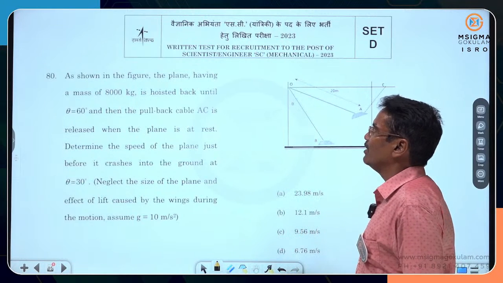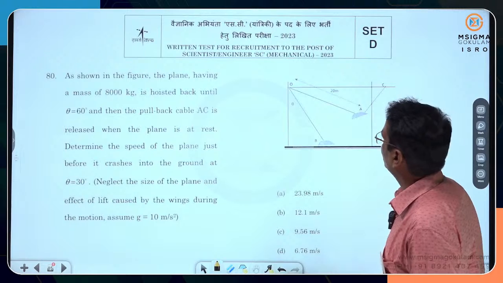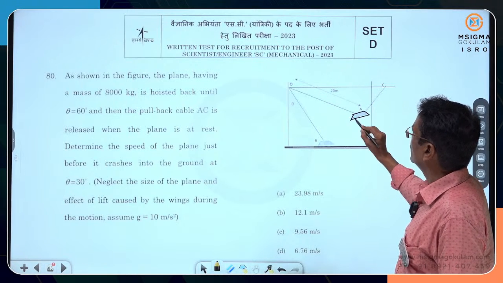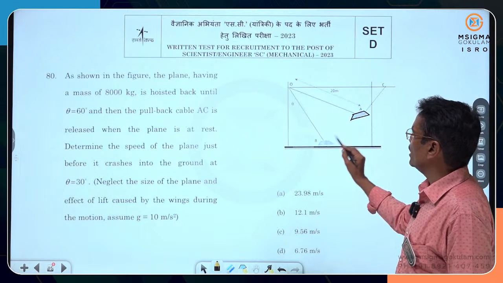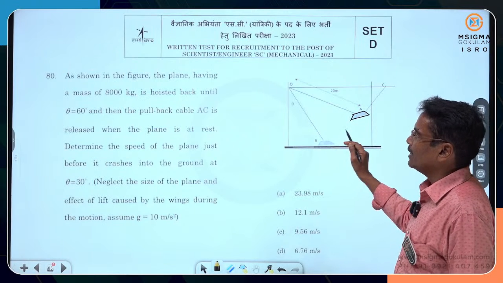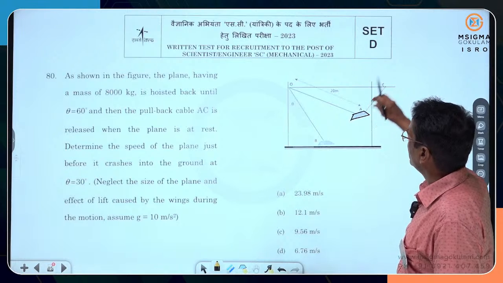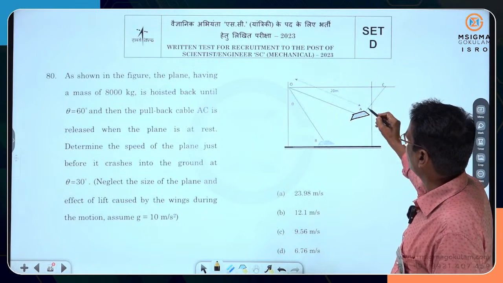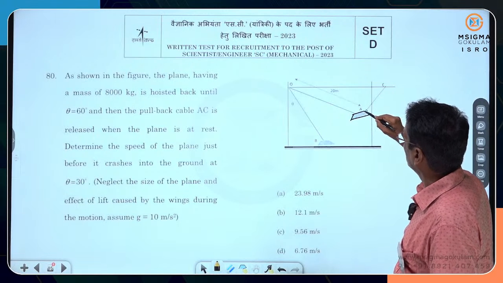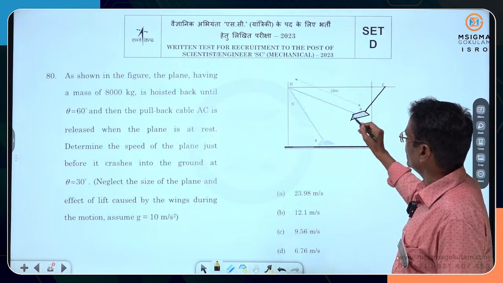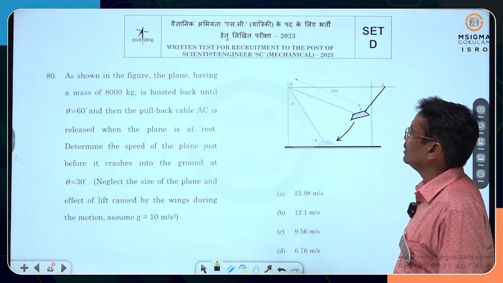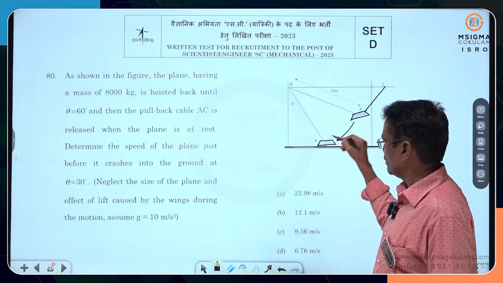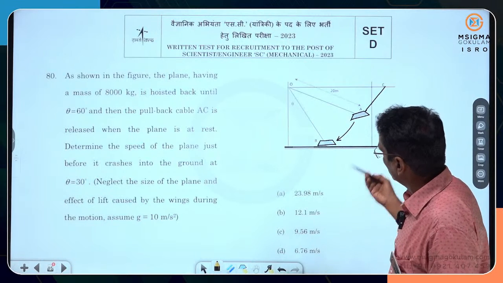This question is a very good question. Here one hoist is there, having a mass. This is one hoist that is just dropped here. You pull it back by the cable, and the cable is cut off. Now this cable is cut off. Immediately it will fall down, right? With what velocity will it hit here? That answer is very simple.